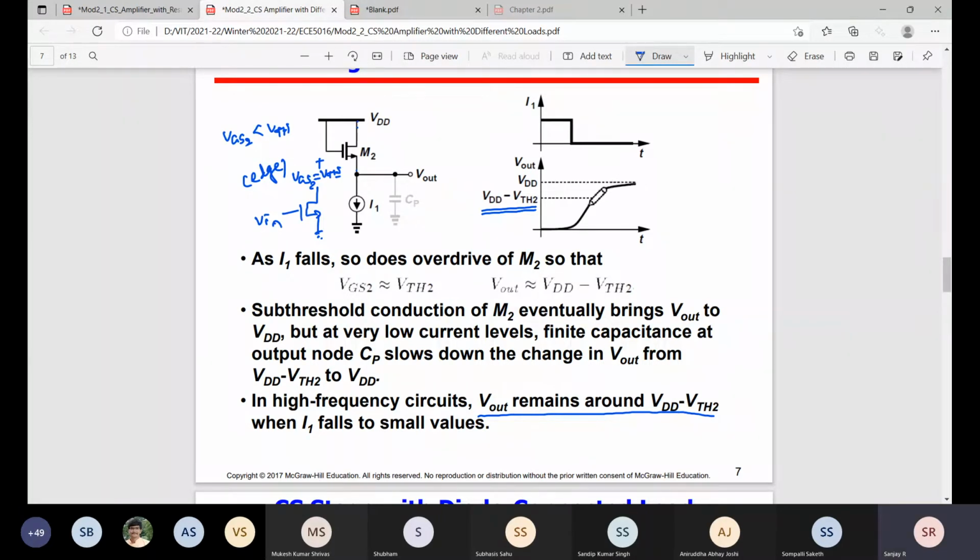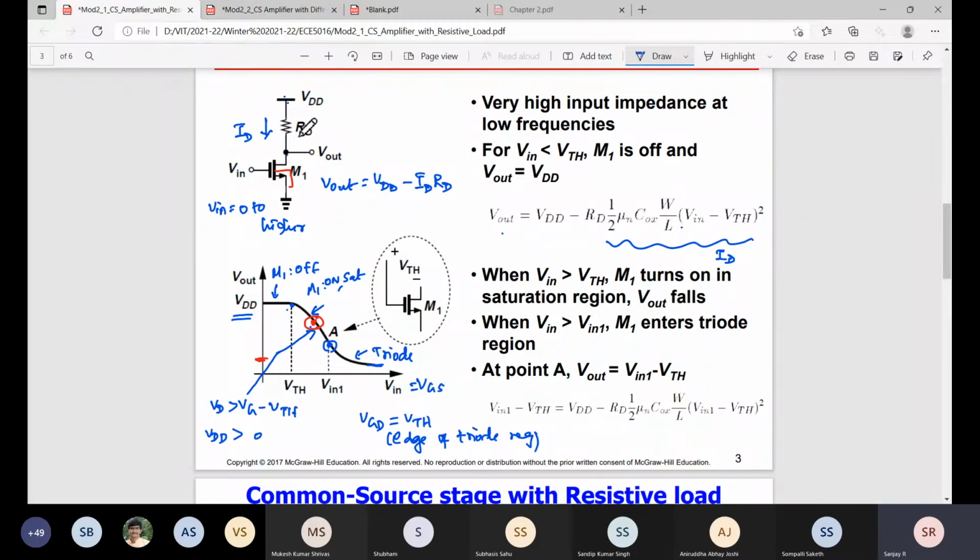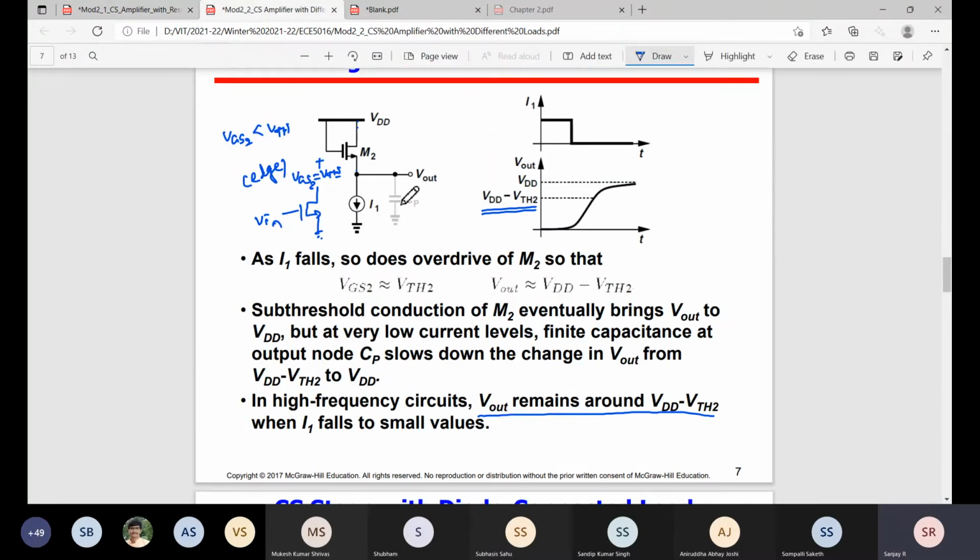So practically, since it is taking more time, we can approximate Vout equal to VDD minus VTH. It will never reach VDD, unlike a resistive load, because in a resistive load there is no VGS less than VTH condition, as it is a passive resistor. The RD value is also very small, so the time constant is very small and you can quickly reach VDD. But here the time constant is very high. Is it fine now?